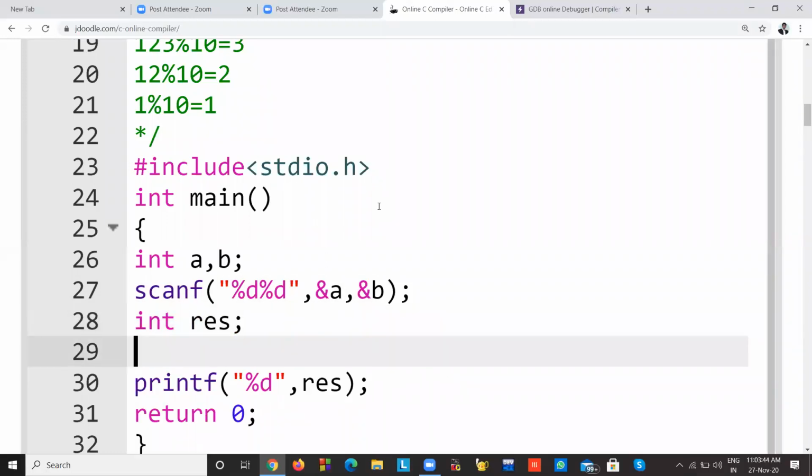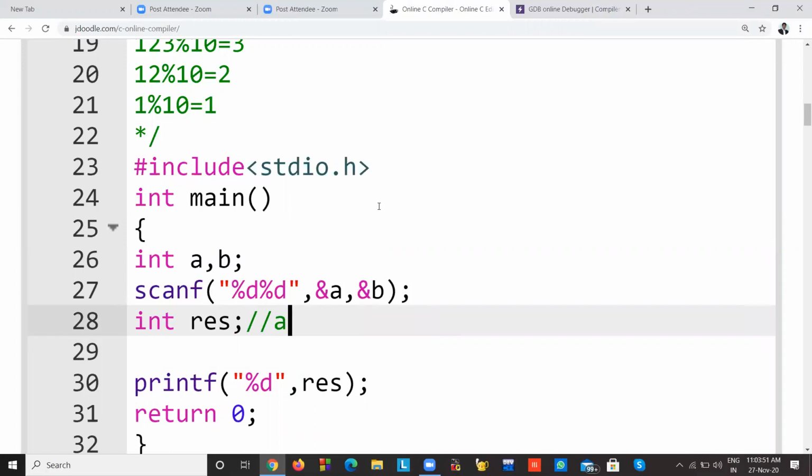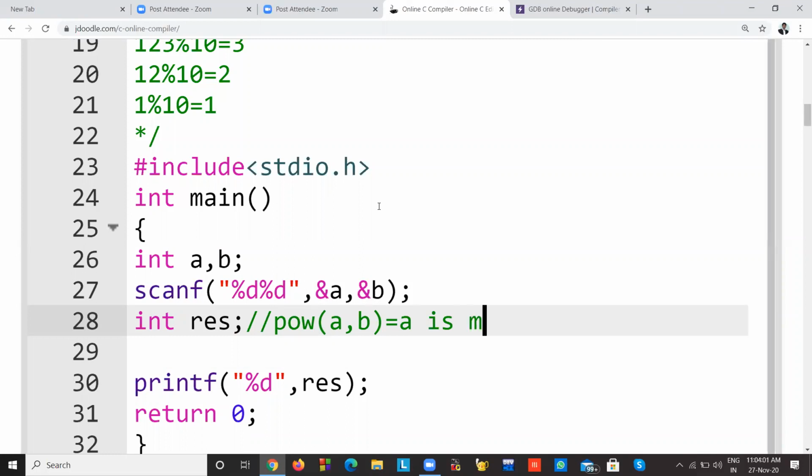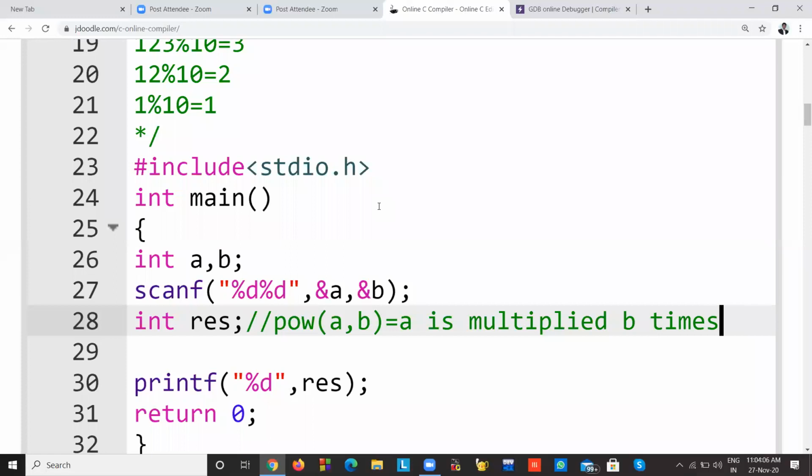Actually, what is a power b? POW of a comma b means what? A is multiplied b times. Right? A is multiplied b times, so that is POW. So to multiply a, b times, we can use a for loop. For having an idea about the for loop, excuse me, let me have some water.